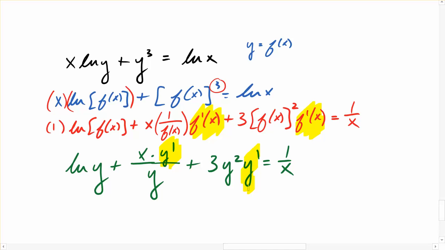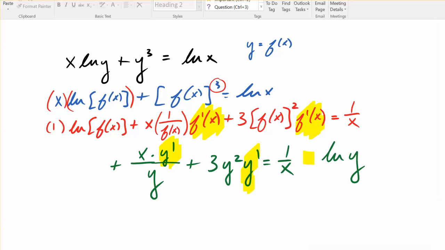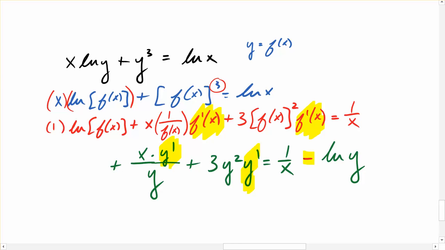What are we trying to isolate? Y prime. So we need to get the things with y prime isolated on one side. So what should we subtract and put to the other side? Yeah, we should take this and do what with it? Put it over there and make it what? Minus, not highlighter, but make it minus, right?